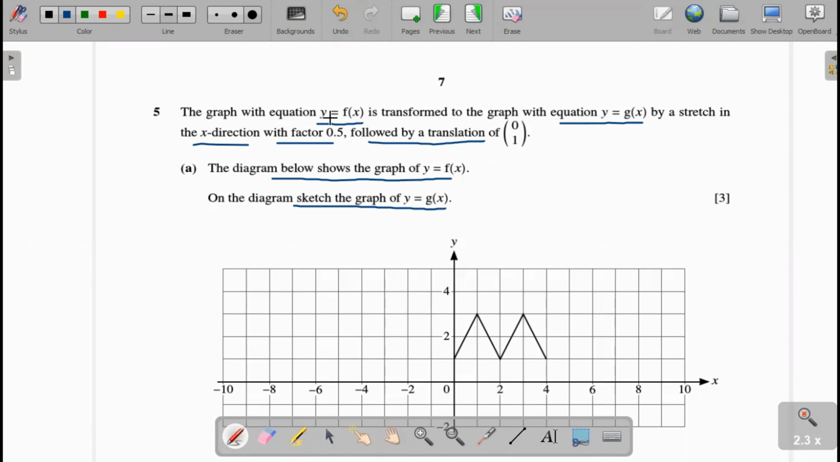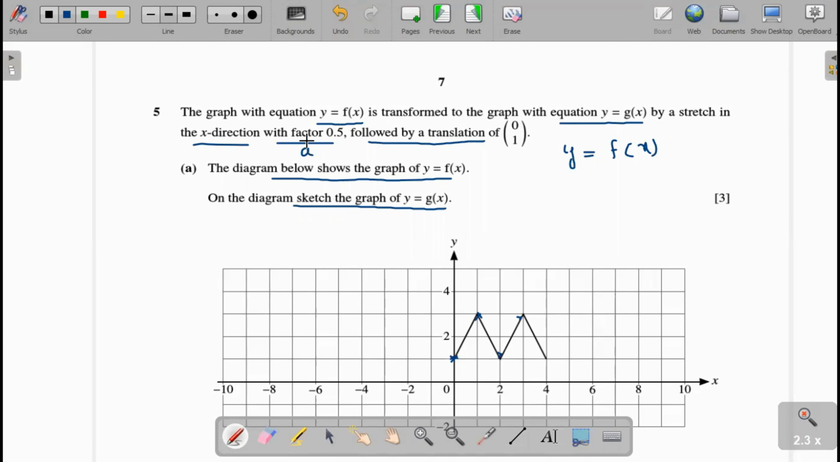Now you see here the graph is y equal to f of x. These are the coordinate points of the y equal to f of x graph. When stretching in the x direction, the y coordinates remain the same, but the x coordinates will change. Here the scale factor is 0.5.